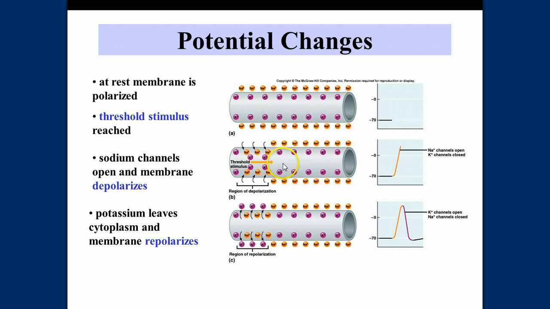As that sodium comes in, you're going to have a lot more positive charges on the inside, and as the sodium moves inside, the outside of the membrane loses its positives. The outside is becoming more negative and the inside is becoming more positive. So that's what's happening here. As the membrane reaches threshold stimulus, these voltage-gated ion channels open up, and there's my line where that membrane is becoming more positive as those sodium ions diffuse in.